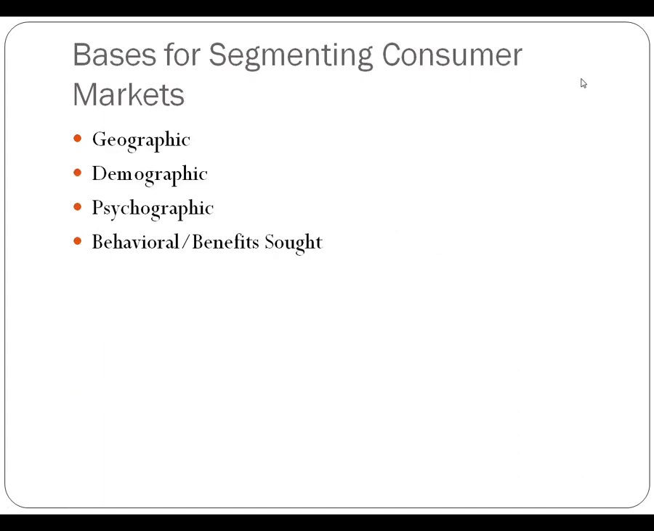So how can we segment markets? We can segment them on geography. We're going to put people from Massachusetts in one segment. We're going to put people from Texas in another segment, people from California in another segment, Florida, Ohio, Pennsylvania, Illinois, whatever, on and on and on. So people in these different areas might have different wants, different needs.